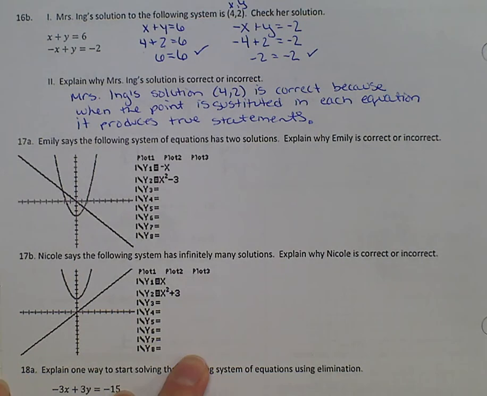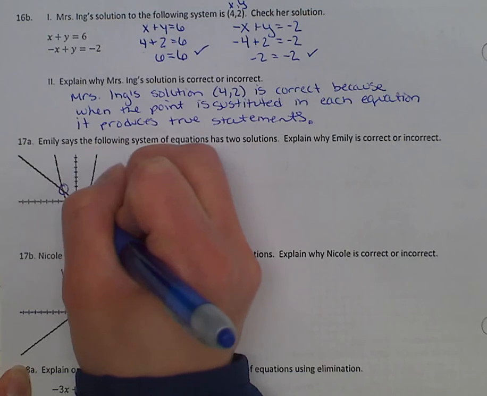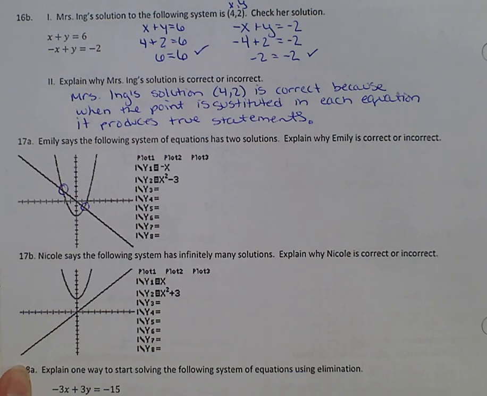17a and b. Part A says, Emily says the following system of equations has 2 solutions. Explain why Emily is correct or incorrect. Remember that your solutions are where the 2 functions intersect in a graph. There are 2 points of intersection, therefore Emily is correct.